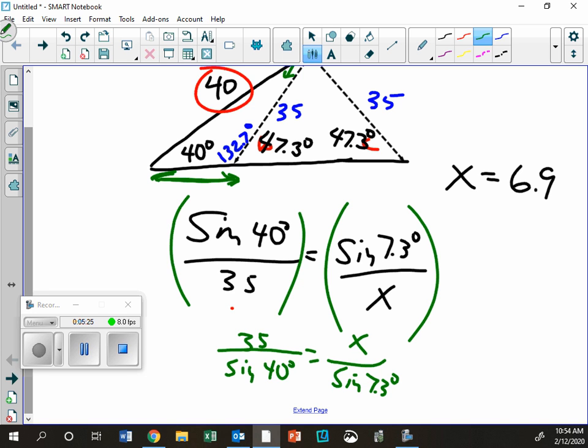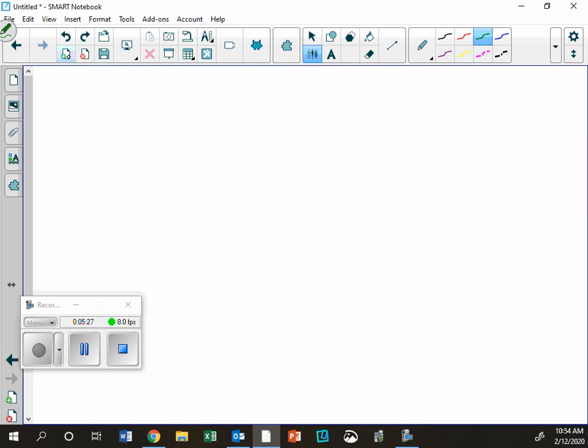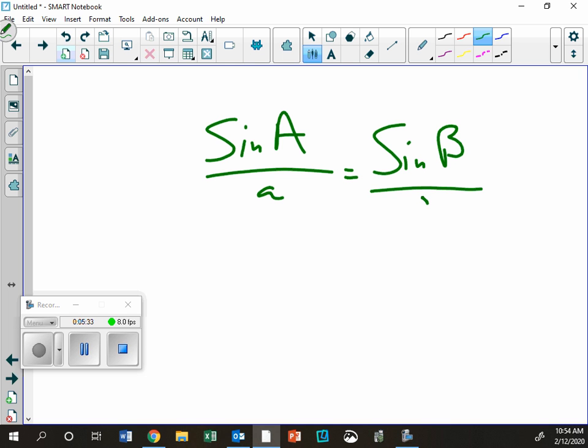Okay, that makes me think of this. Do you remember me saying at the beginning that you can do it this way? Or you could flip it and do it this way.